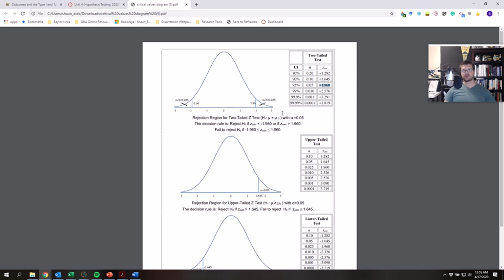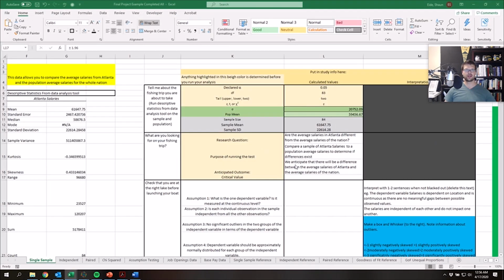And what this does for us is, make sure that you watch the video on this because it goes much more in depth, but it puts half of the probability of type 1 error in the right hand side and half of the probability of type 1 error in the left hand side to give you a total probability of type 1 error of 5%. So the critical value is plus or minus 1.96. I'm going to put the critical values right here.